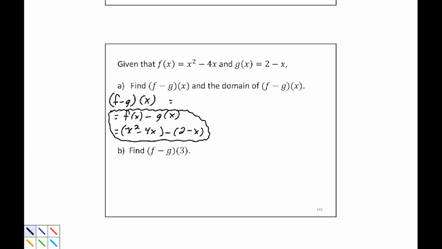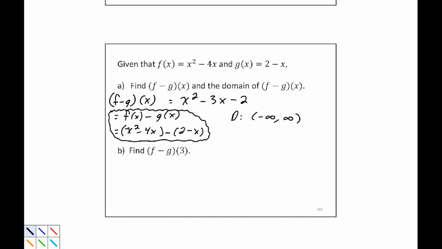Now if I combine some terms, that would be x squared. Now this would be negative 4x minus negative x. So that would be negative 4 plus 1, or minus 3x. And then we have a minus 2 because of this term right here. So that is f minus g of x. Now the domain of that, because it is a polynomial, is negative infinity to infinity.